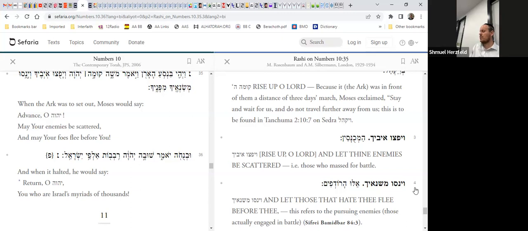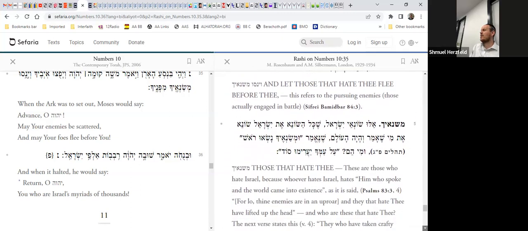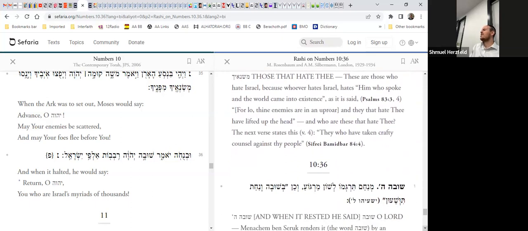Ela rotzim, those who are pursuing you. Misanecha, those who hate you. Elu sonei Yisrael, these are the ones who hate Israel. Whoever hates Israel hates God, as it says, "Misanecha nasu rosh." This, by the way, is a truism. If somebody's an anti-Semite, they're anti-God. What they don't like about the Jews is really an expression of their displeasure with the way God made the world.